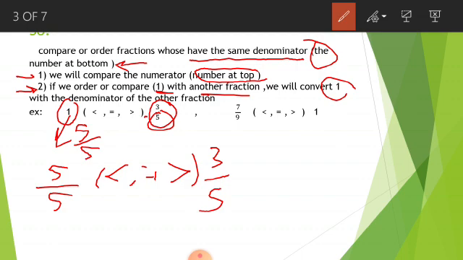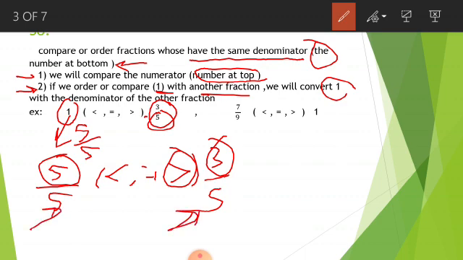Where's the greatest here? Which one is greater? 5 is greater than 3. Okay, so after I convert 1 to be equal to the denominator of the other fraction, I will compare the numerator. You must make sure you have the same number at the bottom, which is what? The denominator.